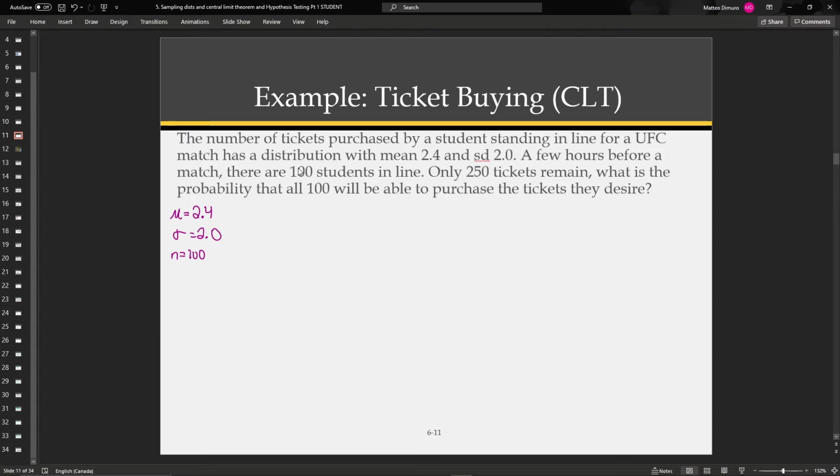How do we know that it's a central limit theorem question? Well, once again, one of the really good indicators is, does it say anywhere in here that this mean and the standard deviation belong to a normal distribution? The answer is no. It does not say anywhere in here that this data set is normally distributed. So that's a big giveaway in this case.